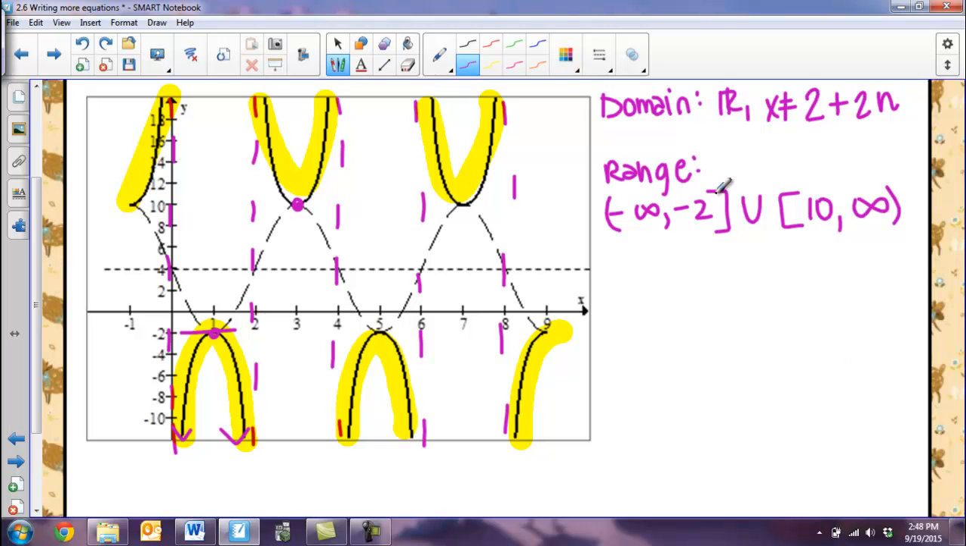You can't equal. So if this is just looking at the sine or cosine graph in the middle, I would have gone from -2 to 10. So that's the domain and range.